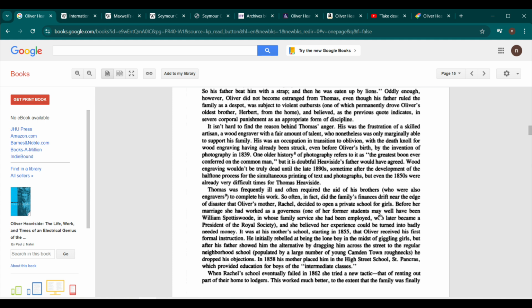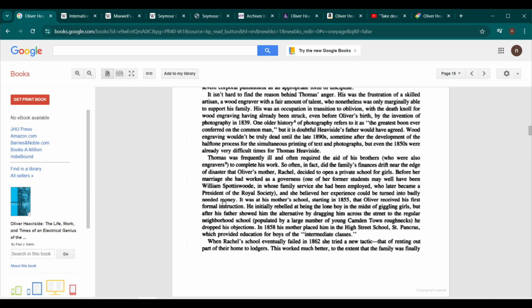One of the former students may well have been William Spottiswoode, in whose family she had been employed, who later became a president of the Royal Society. And she believed her experience could be turned into badly needed money. It was at his mother's school, starting in 1855, that Oliver received his first formal instruction. So he was technically homeschooled, but at an actual school run by his mother.